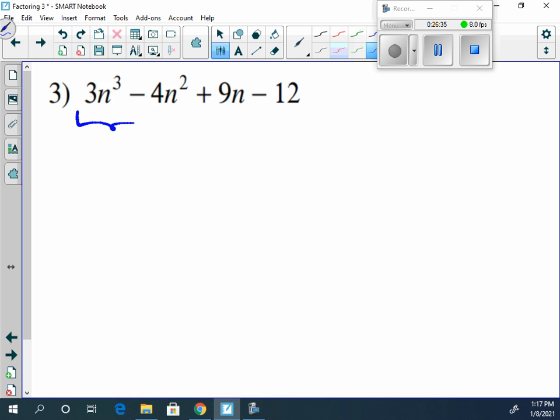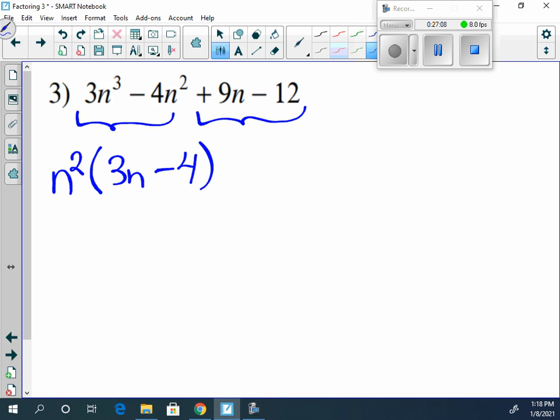So again, with factoring by grouping, we're going to look at the first two terms and the second two terms. So looking at 3n cubed and 4n squared, is there a greatest common factor between these two terms? N squared. That's the only thing that they have in common. So if I take n squared out of 3n cubed, I'm just left with 3n. We didn't do anything with the sign, so it'll still be minus. N squared out of 4n squared will leave me with 4. So what I have is 3n minus 4, yes?